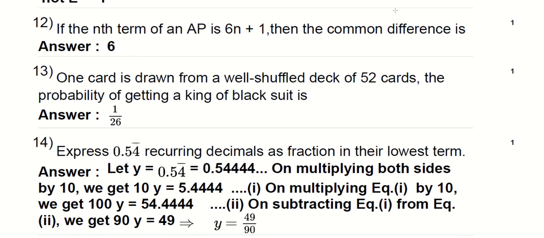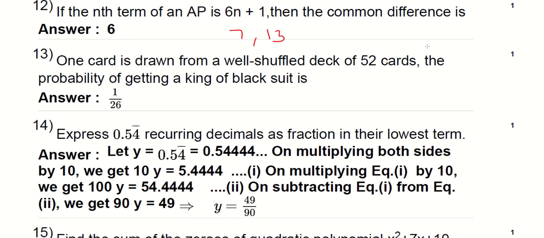The nth term of an AP is given as 6n plus 1. What is the common difference they are asking? If you substitute n equals 1, 6n plus 1 gives 7. When n is 2, it is 12 plus 1, which is 13. The first term is 7 and the second term is 13, so the difference is 6, the second term minus the first term.